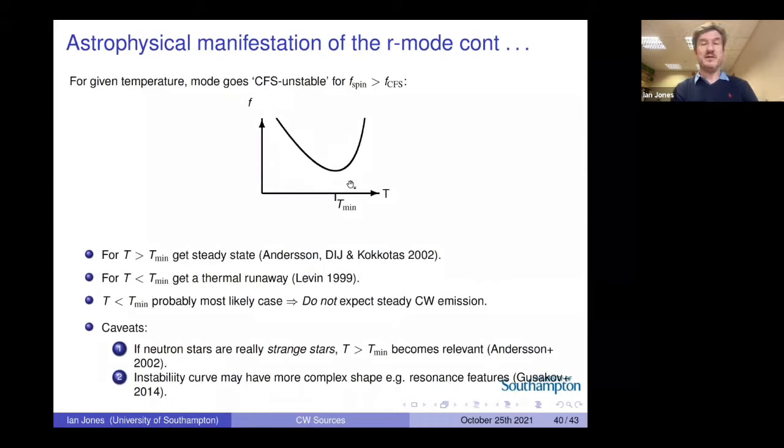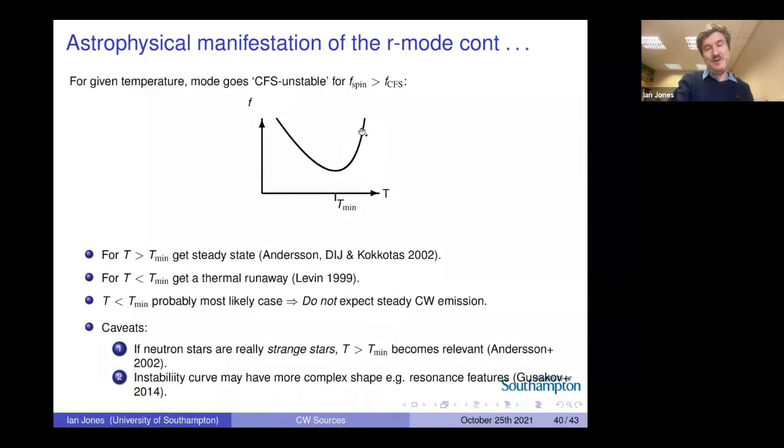The situation would be different, though, if your accretion system is being spun up to the right of the minimum in this curve, because then you'd enter the instability window, heat up a bit, and you'd end up hovering somewhere around here. So that would be a way of really getting a long-lived continuous wave from an R mode in a low mass X-ray binary.